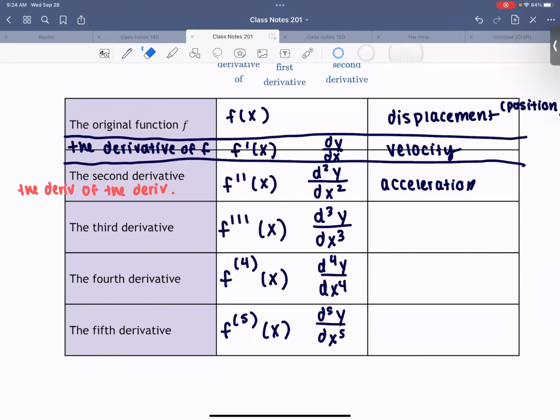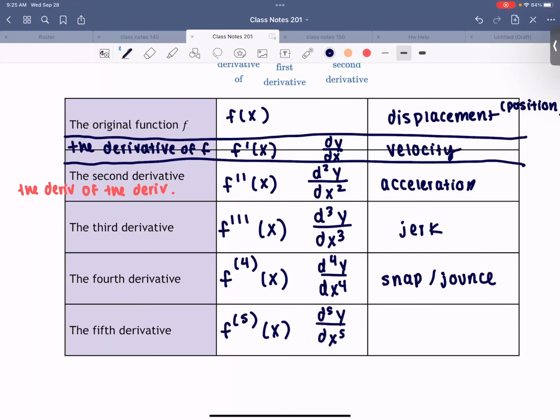Anyone know what the third derivative is called? I remember it from high school. All right, it's actually called the jerk. That's why it's kind of a funny name, but that's what we call it. Anyone want to know the name of the fourth derivative? Oh, you want to know, but you don't know yet. The fourth derivative is actually called the snap. It also is called the jounce.